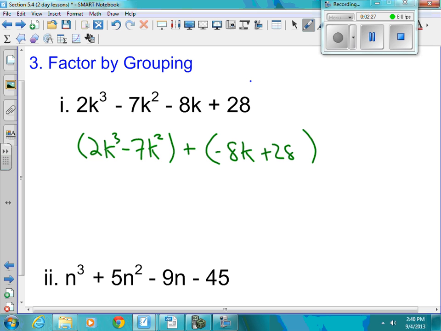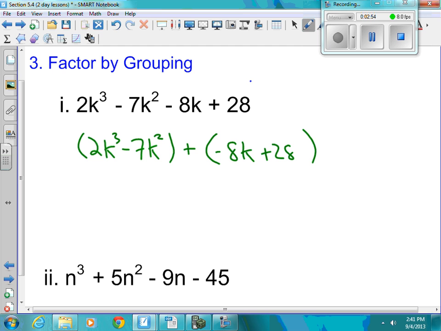Always put a plus sign between the 2 sets of terms. It's going to make your life a lot easier. That minus sign in front of the 8 goes with the 8k, so you can't leave a minus sign out there at positive 8k, it won't work. If the third term is negative, you take that negative term inside the parentheses and put a plus sign between the 2 parentheses. So here's the grouping part. Now here comes the factoring part.